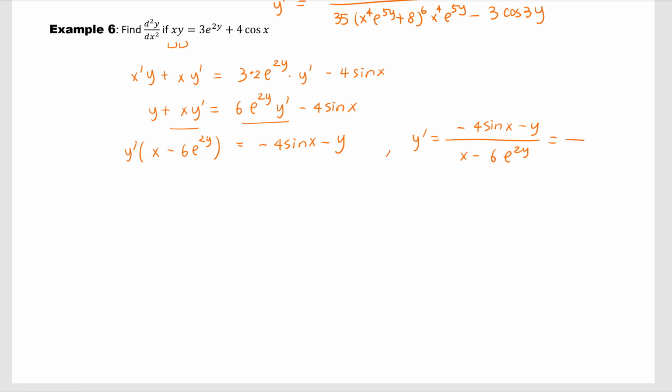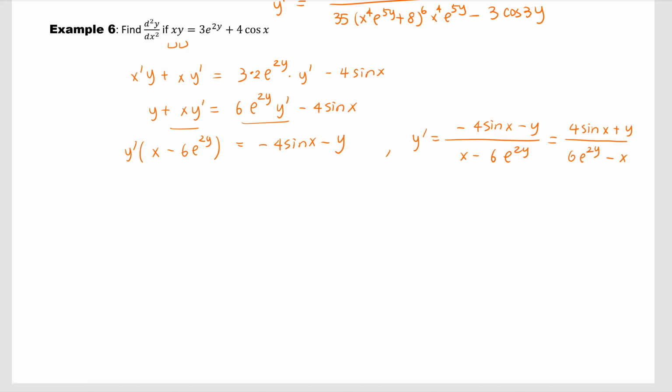A lot of negatives, so let me multiply by negative in the numerator and denominator. Then I can see more positives. Okay, and I can switch them, so 6e to the 2y minus x. So far so good, everybody. It's okay if you just want to leave it here, but I just want to make more terms positive. Then when I do the quotient rule in the next steps, I won't get into trouble because of a lot of negatives. Okay, so this is the first derivative.